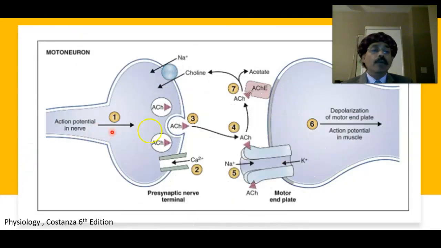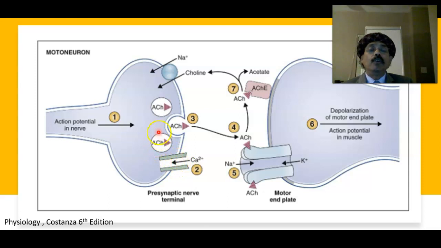If we look at this picture, we'll find that this is the presynaptic membrane, this is the postsynaptic membrane, and this is the synaptic cleft. At the presynaptic membrane, once the action potential comes along the nerve, there is nerve stimulation, and the calcium channel will open, that is, the voltage-gated channel will open.